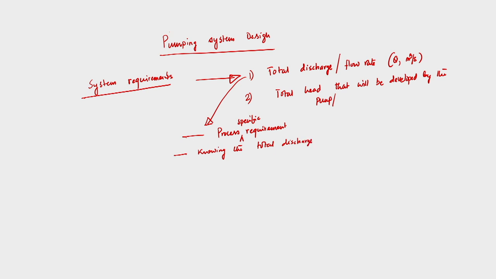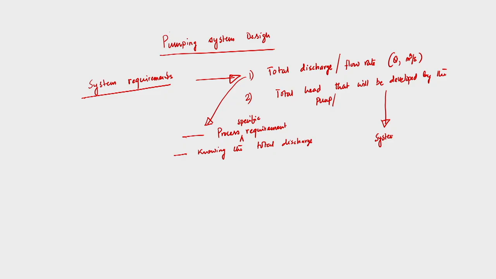That way we can select pumps, of course, and the total head that will be developed by the pump, that a system designer needs to calculate. The system design engineer will calculate the total head requirement. How? Because it has two components, that means the static height difference between the pumping station and the delivery points.